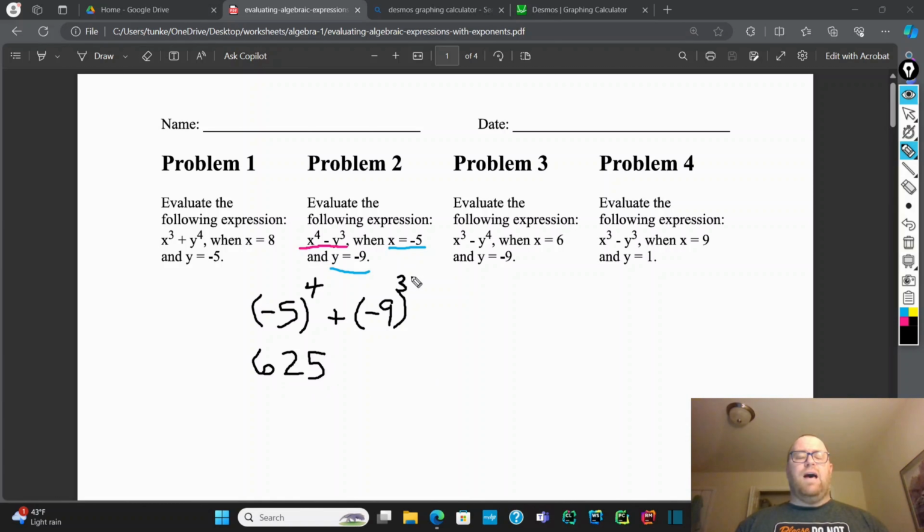Now notice we have an odd exponent here. We have a negative number. So our result of negative 9 times negative 9 times negative 9 is going to be a negative number. So again, we're multiplying negative 9. We have 3 negative 9s we're multiplying together.